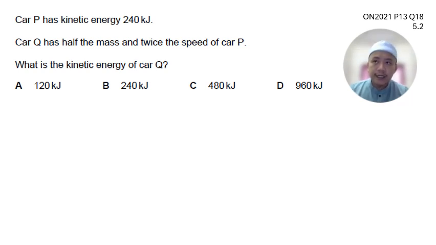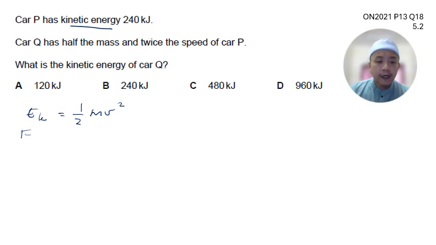So this is a standard example of how Cambridge is asking us if the variables are changed given a particular formula, how do you go about it? So first thing first, we need to know what the formula for kinetic energy is. Generally speaking, the kinetic energy of any moving system will be equal to half the mass times the speed squared, half mv squared.